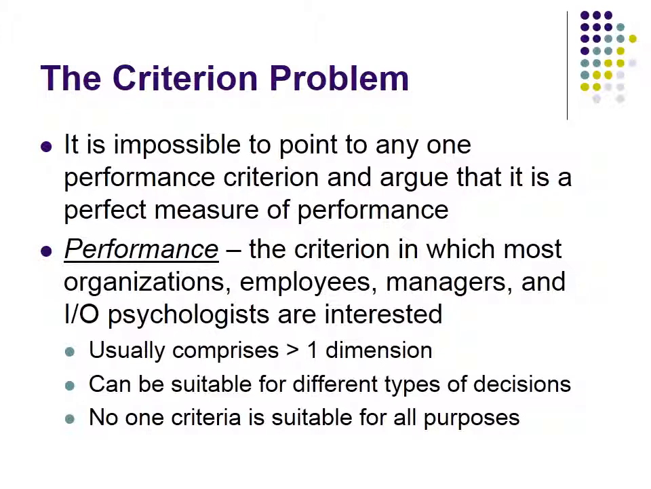So just some general information about performance: again, it usually comprises more than one dimension, can be suitable for different types of decision making, and no one criteria is suitable for all purposes. So even when we're starting to create these measures of the criterion, total performance, different parts of it may be better for different types of decision making. And we saw a little bit about that when we were talking about performance appraisal in the last lecture set. With performance appraisal, one of the more accurate systems we can use is a 360-degree feedback system. Unfortunately, by the nature of the way we collect that data, it's not very useful for decision-making purposes. And if you try to use it for decision-making purposes, it often weakens the advantages you get with 360. So it's mainly a developmental tool.